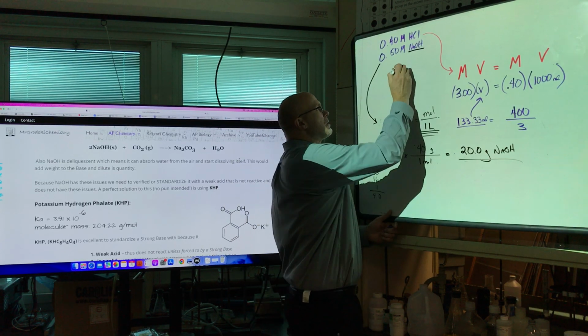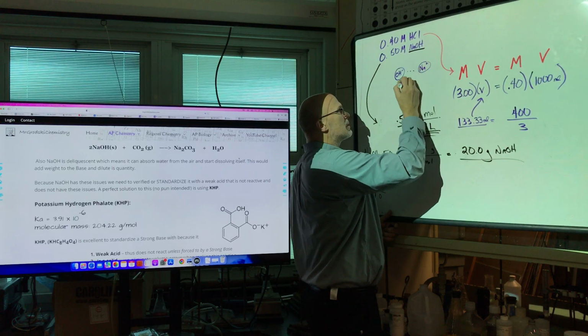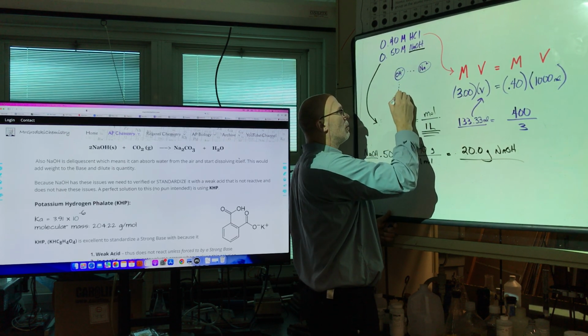So when we have sodium hydroxide in a salt, in this case, in a solid, it's an ionic compound. Don't lose sight of that.